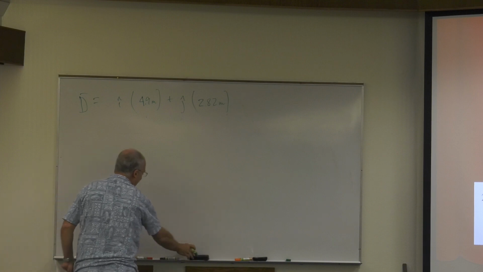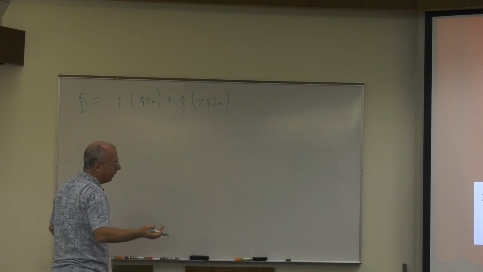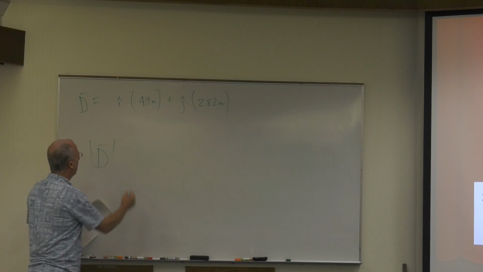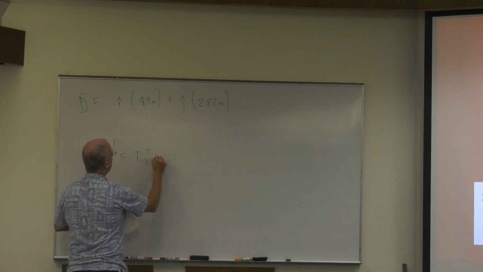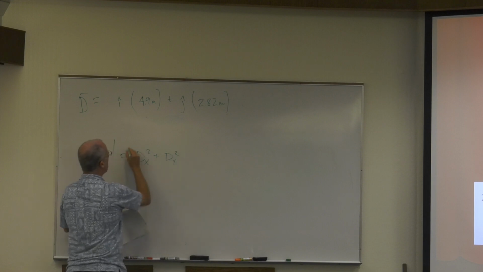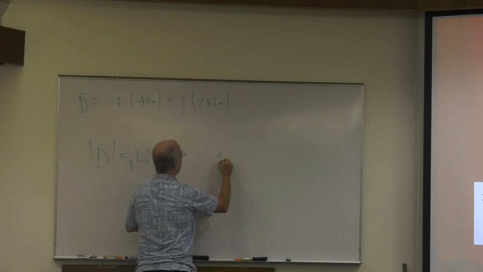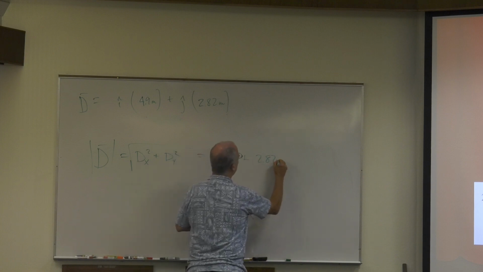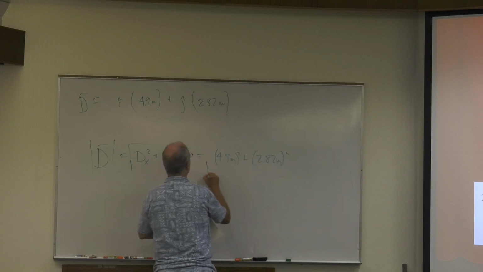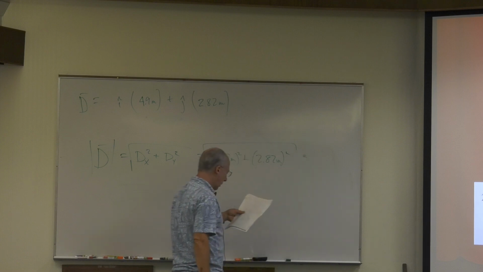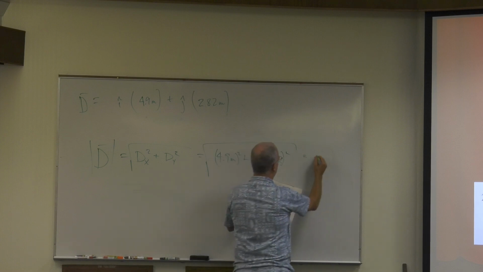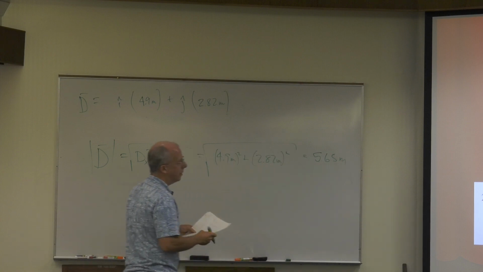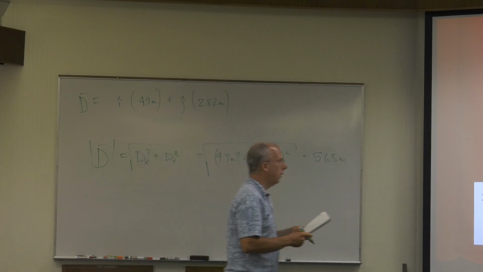So how do you find the magnitude of a vector? You just use the Pythagorean theorem. So the magnitude of D, that's how we write it, absolute value, is just the square root of dx squared plus dy squared, which is the square root of 4.9 meters squared plus 2.82 meters squared. And you do that, and you get 5.65 meters.